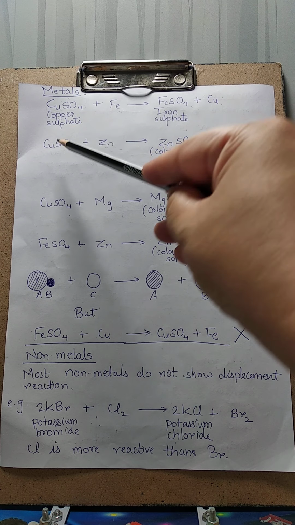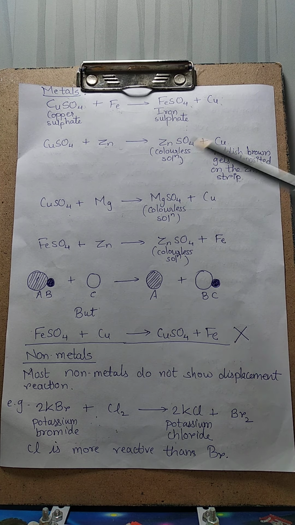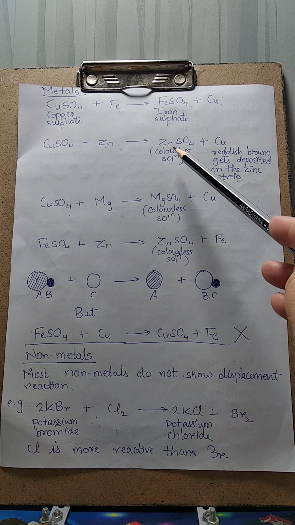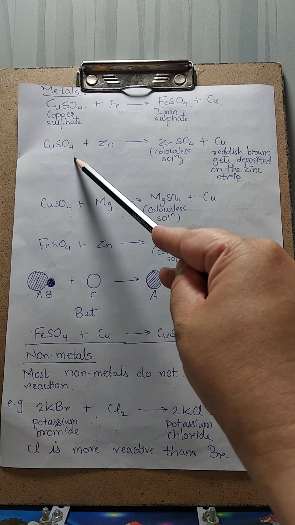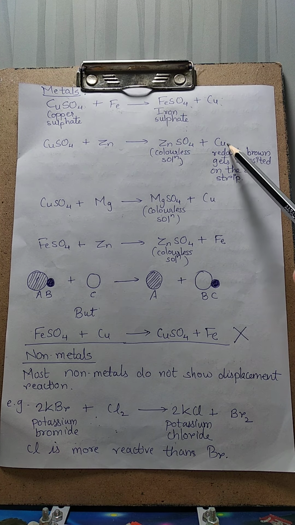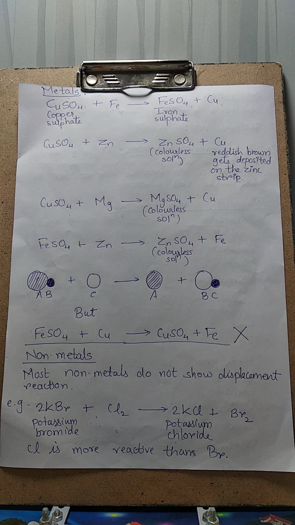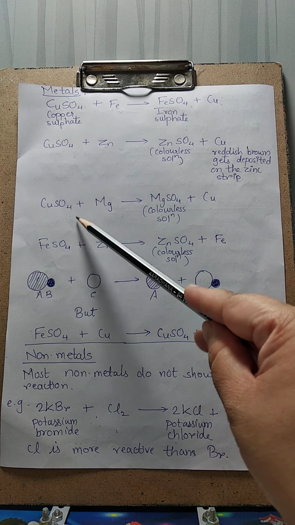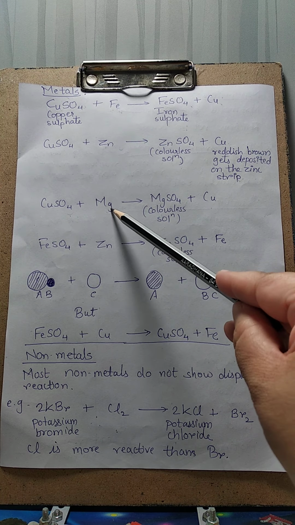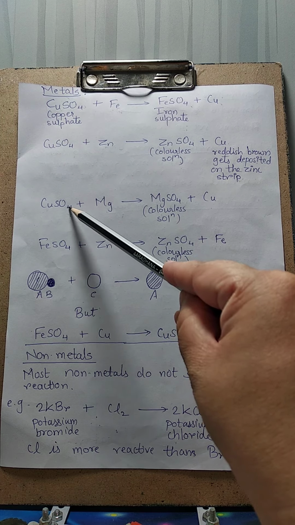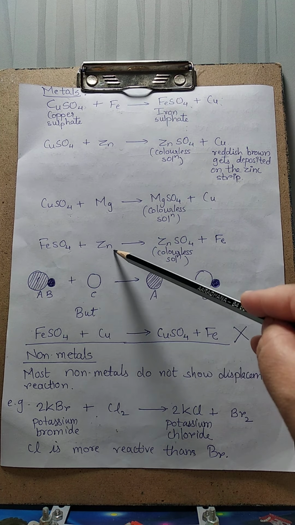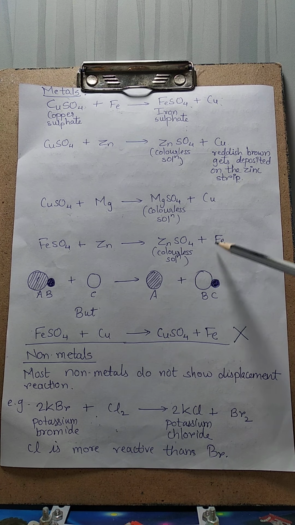If we are taking copper sulfate and inserting a zinc strip in the copper sulfate solution, then after some time the solution, which was initially blue because of copper sulfate, converts into a colorless zinc sulfate solution, and copper gets deposited on the zinc strip. Similarly, copper sulfate plus magnesium gives magnesium sulfate, as magnesium removes copper from its salt and copper is left behind. Then iron sulfate plus zinc gives zinc sulfate plus iron.